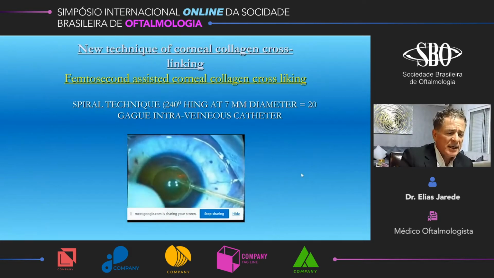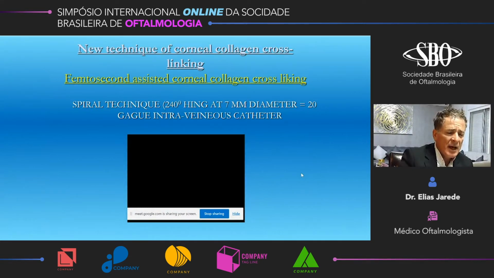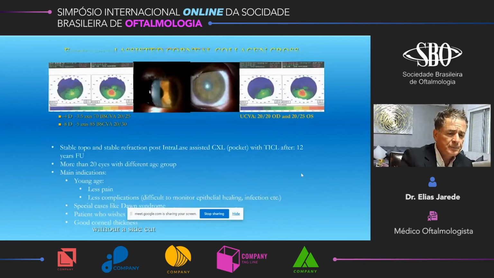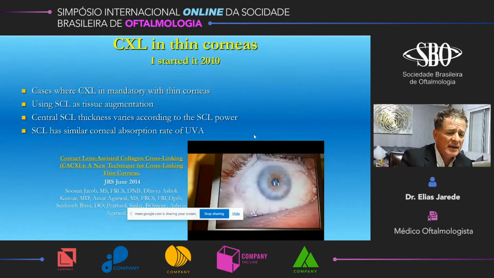We started this technique in 2007. Until now, we have good stability of the cornea and very satisfactory results, definitely with the advantage of having no pain, rapid recovery, and less risk of scar, infection, inflammation, etc. Here is a case of pocket formation, showing the edges of the pocket and riboflavin with the haze of the cornea, preparing this patient for the ICL.